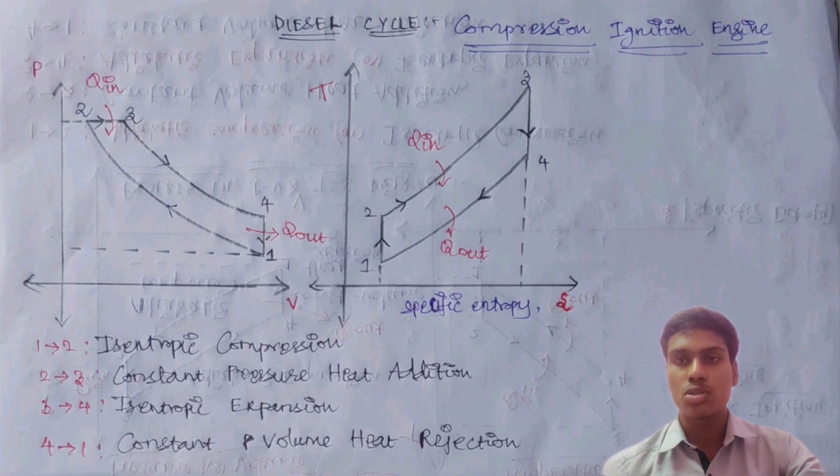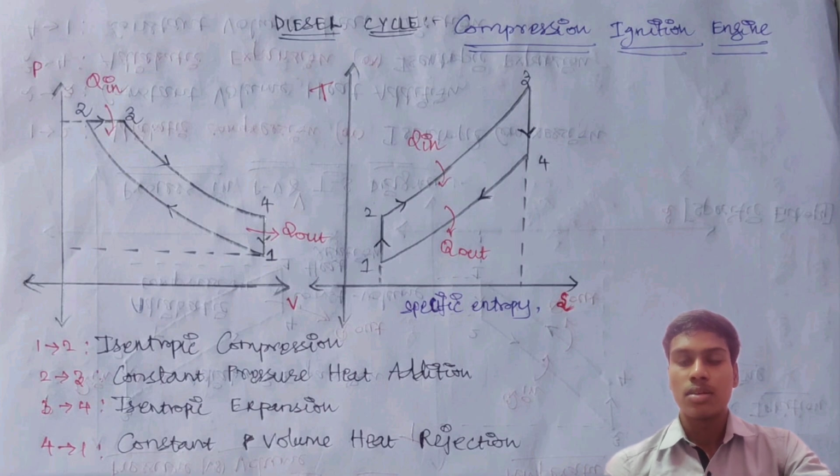Adiabatic compression also comes under isentropic compression. Don't get confused about it. After that, there will be constant pressure heat addition. In the Otto cycle, there is constant volume heat addition, whereas here it is constant pressure heat addition.